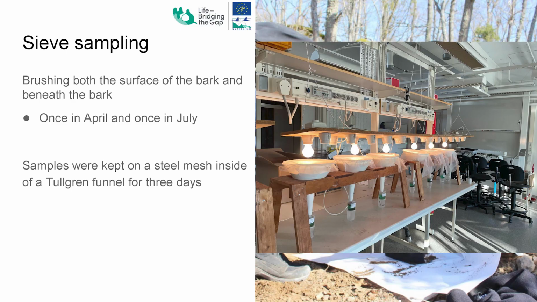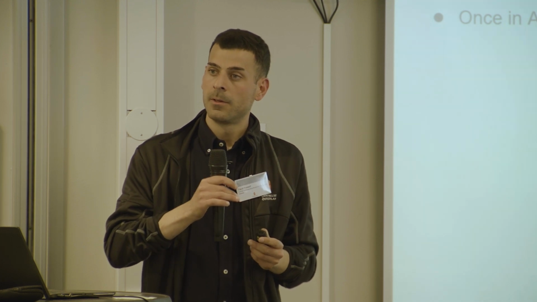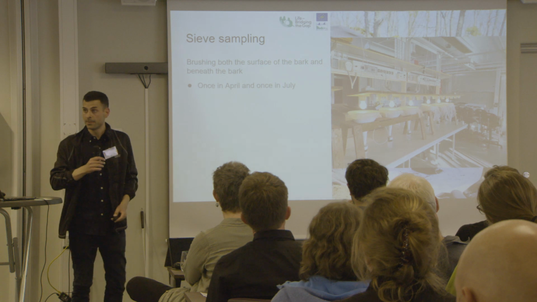So we have these light bulbs which emit heat, and we have the sample inside of this funnel. The beetles inside of the sample would crawl through the sample and fall through a steel mesh into these cups with preservation fluid.